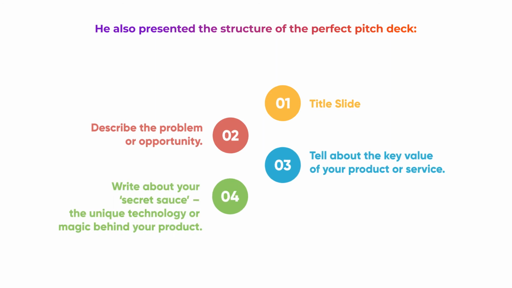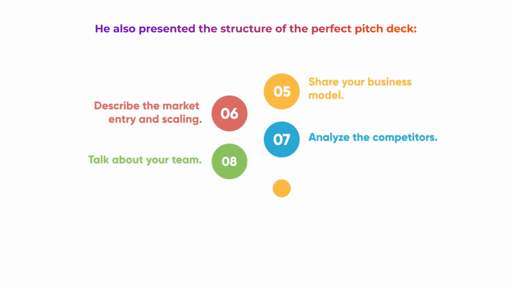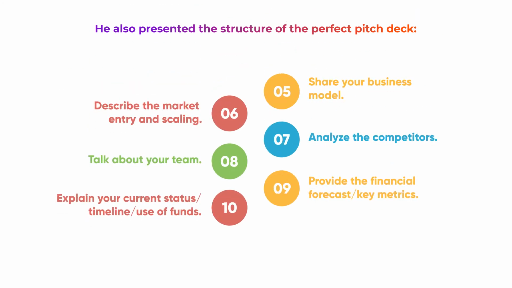Title slide. Describe the problem or opportunity. Tell about the key value of your product or service. Write about your secret sauce, the unique technology or magic behind your product. Share your business model. Describe the market entry and scaling. Analyze the competitors. Talk about your team. Provide the financial forecast and key metrics. Explain your current status, timeline, and use of funds.